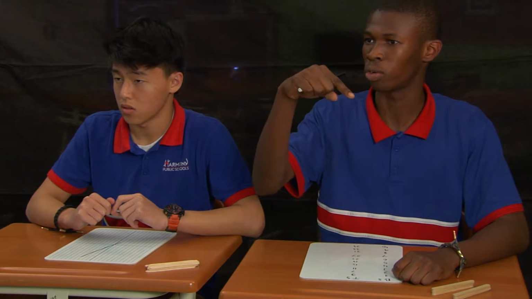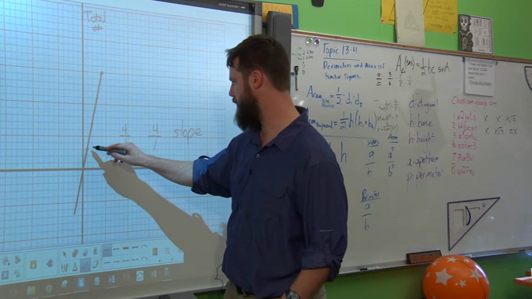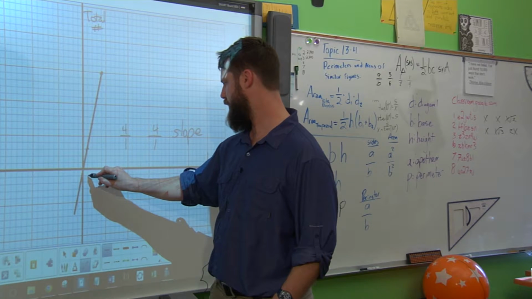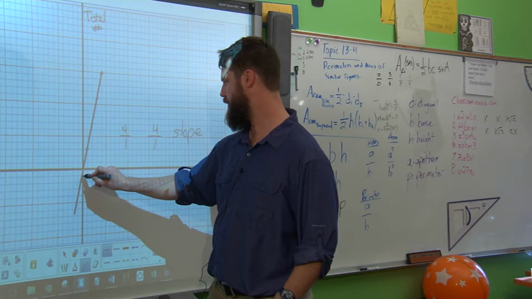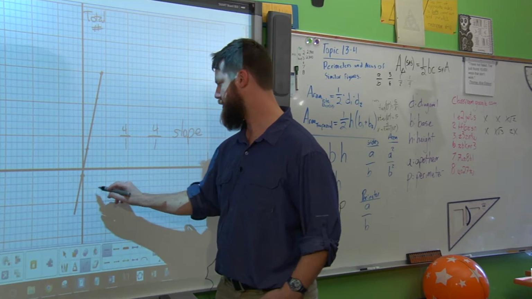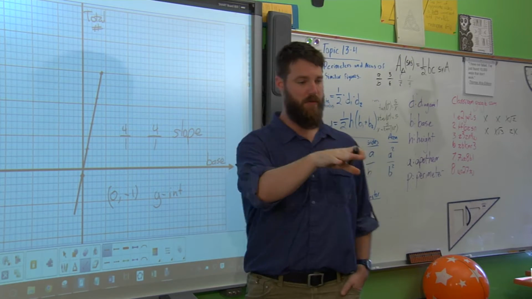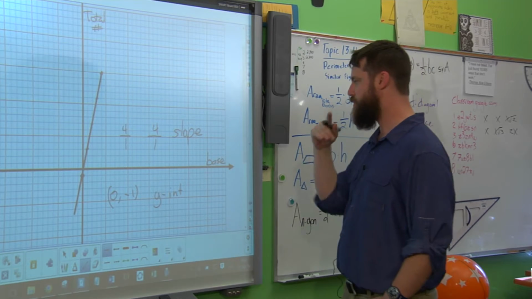Well, since we're going 4 up and 1 to the right, we could do it backwards and just go 4 down and 1 to the left. Okay, let's try that. So if I started at 3 and I go down 4, 1, 2, 3, 4, and over 1. I got 0, -1. Okay, so now we have this 0, -1. Now that's crossing the y-axis. We call that the y-intercept. And that's another important part of how we get from your patterns to a mathematical equation, which we're going to get to.